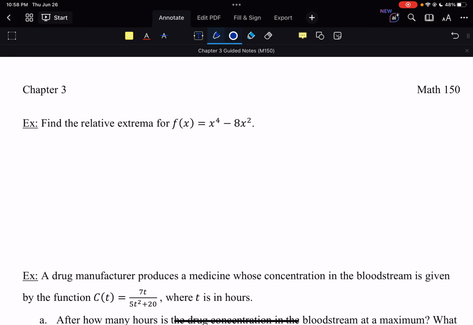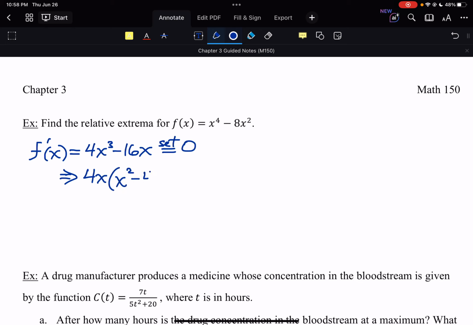Find the relative extrema for f of x equals x to the fourth minus 8x squared. So we're going to take the derivative. That's going to be 4x cubed minus 16x. We're going to set that equal to 0 so that we can solve for any x values that make this graph flat. Let's see, we can factor out a 4x.